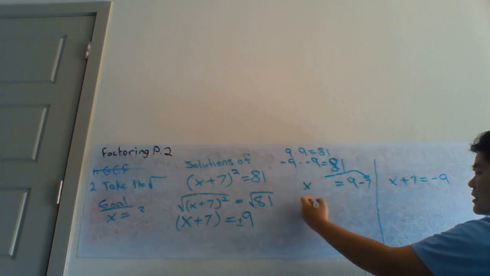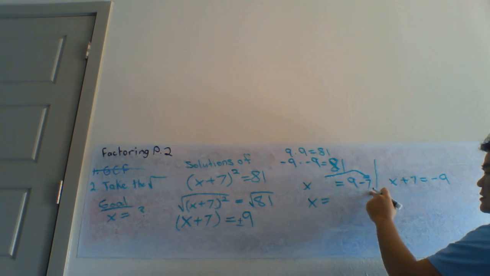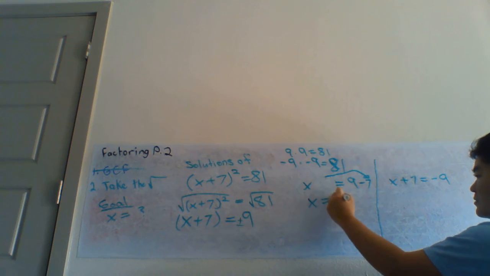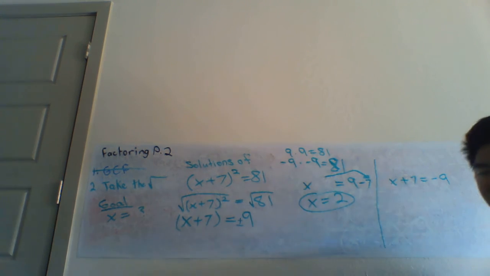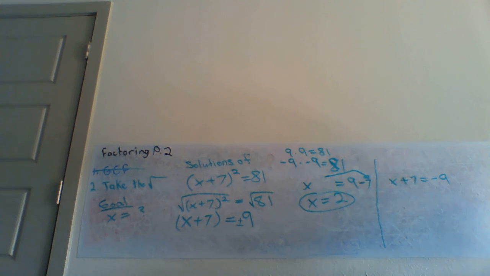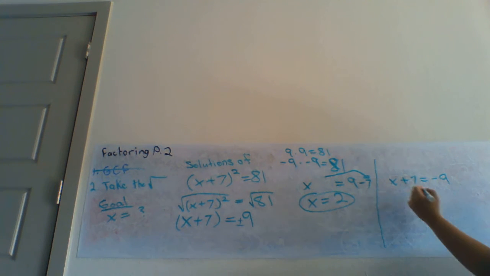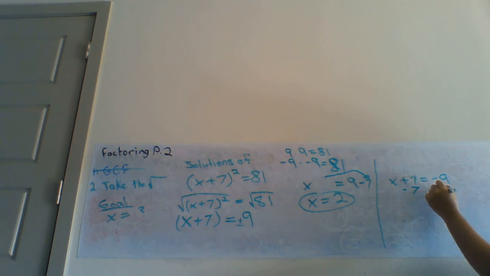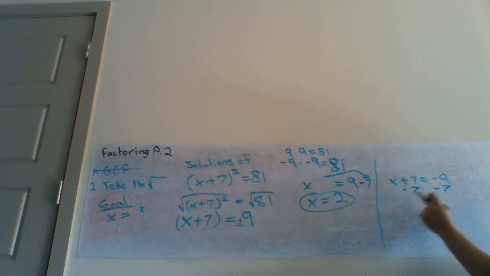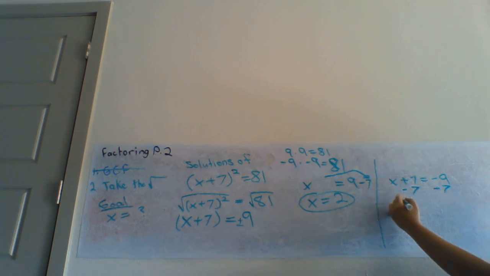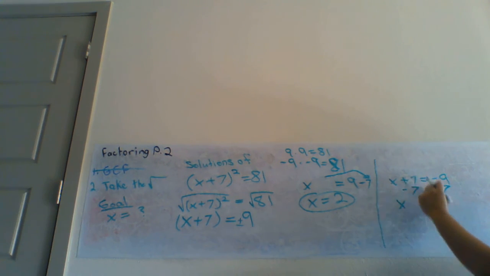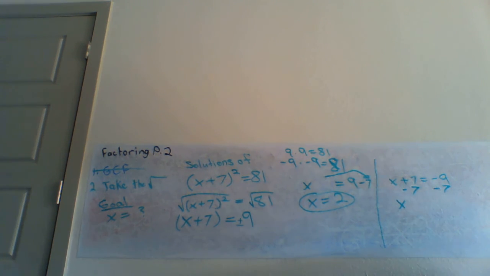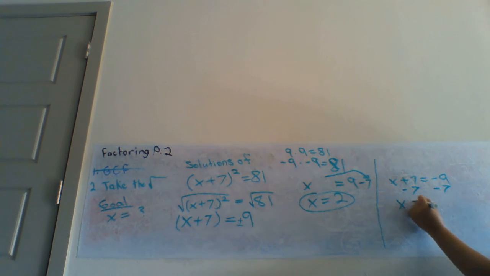So, I've got x equals 9 minus 7. That should be 2. That's my left side solution. Now let's look at my right side. I'm doing the same thing. So this one I'll do this way. I've got minus 7 to both sides, minus 7 here, minus 7 here. And plus 7 and minus 7 cancel out. So this becomes 0, but I can just take out the 0. I don't have to write that one.